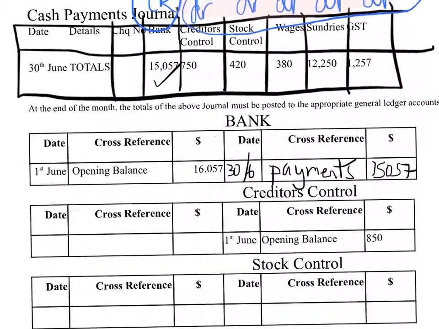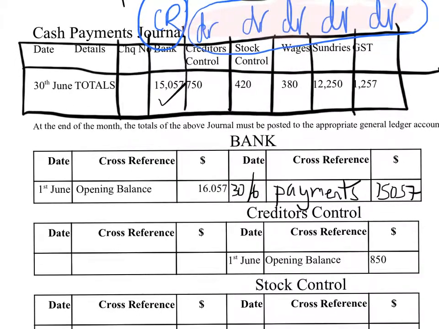All right, creditors control. We said we would write on the debit side of creditors control. Creditors control, debit side, date's the 30th of the 6th. The cross-reference is the name of the other account affected, which would have been the credit equivalent entry, so it must be bank. The amount, $750. Ticked off.